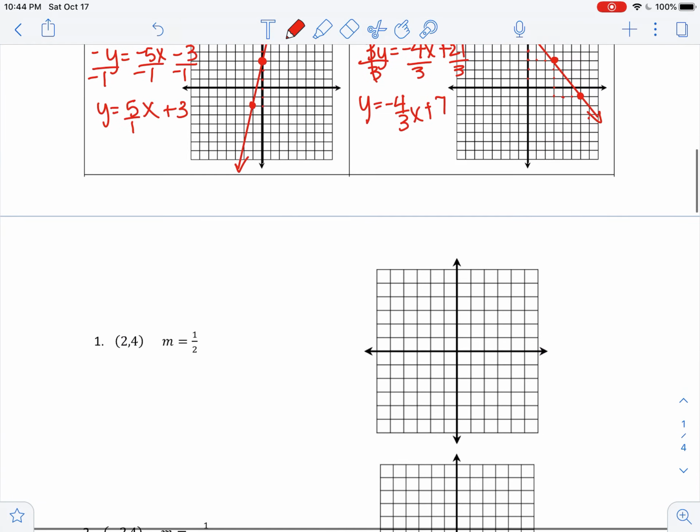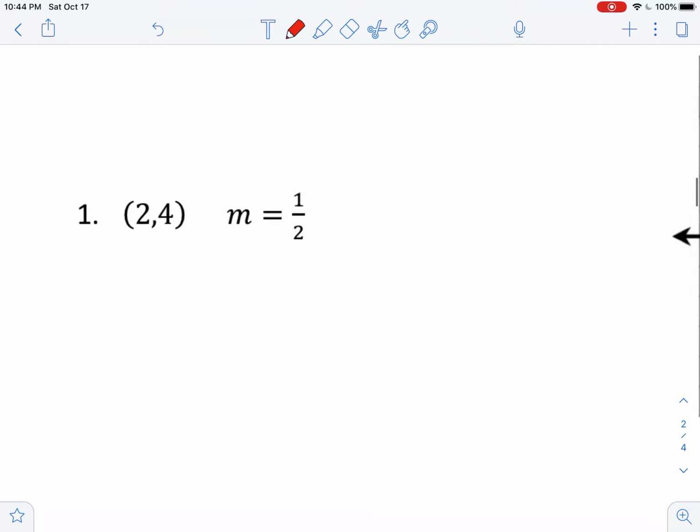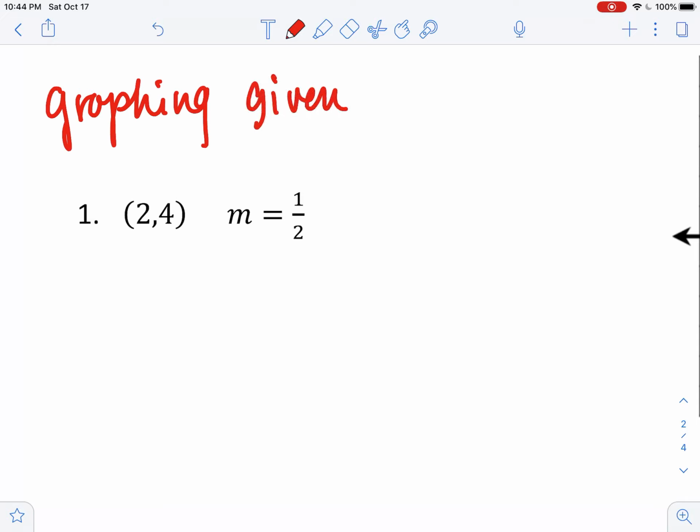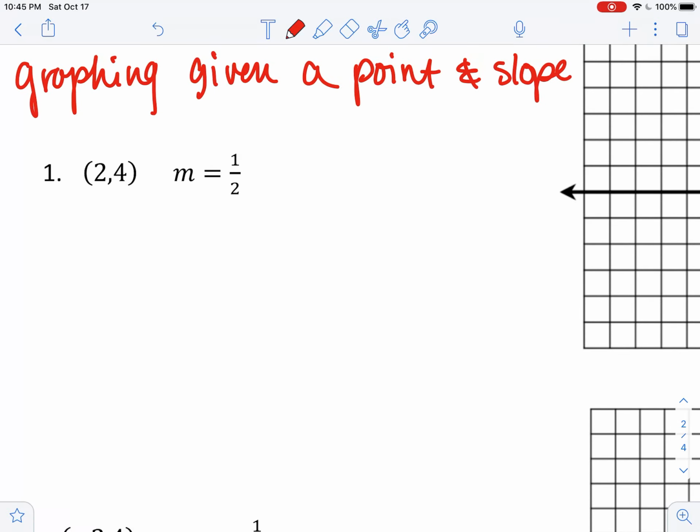All right. Let's take a look at the second half of our assignment. So in this case, I am not giving you an equation. So this is graphing given a point, could be any random point, and our slope. So you're going to graph it very similar to our equations. However, we're not always going to have our y-intercept. So let's go ahead, let's graph this point.